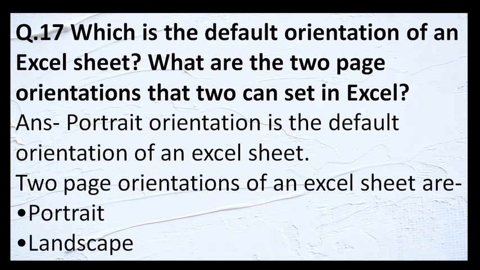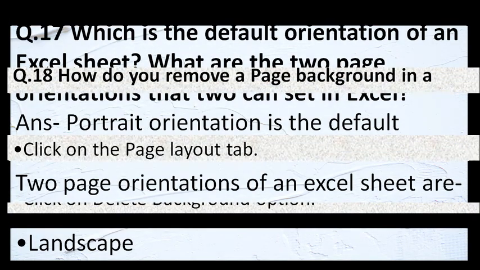Question number 17. Which is the default orientation of an Excel sheet? What are the two page orientations that can be set in Excel? So the answer, portrait orientation is the default orientation of an Excel sheet. There are two page orientations in Excel sheet, which are portrait and the second is landscape.